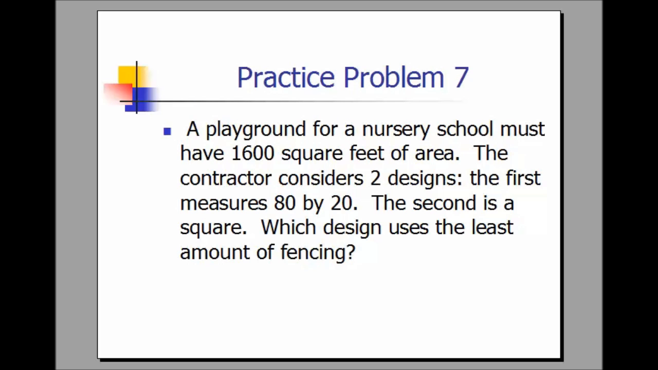Practice problem 7. A playground for a nursery school must have 1,600 square feet of area. The contractor considers 2 designs. The first measures 80 by 20. The second is a square. Which design uses the least amount of fencing?